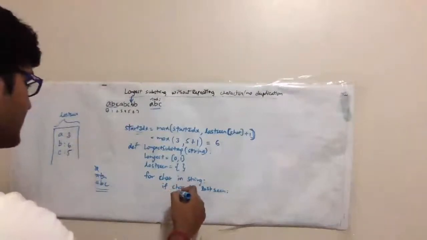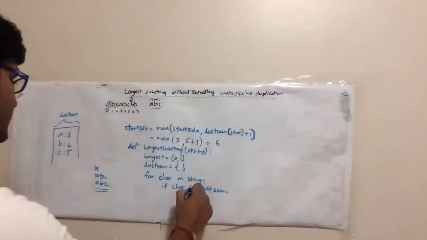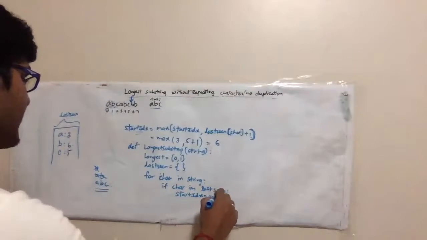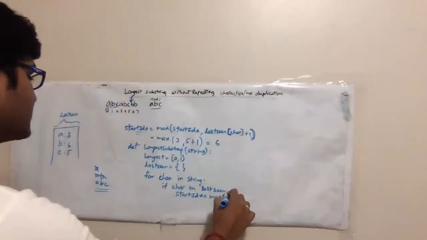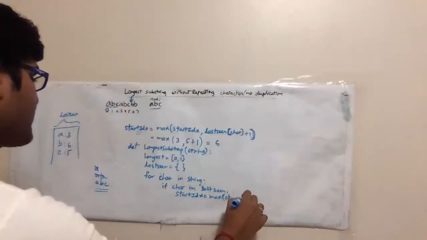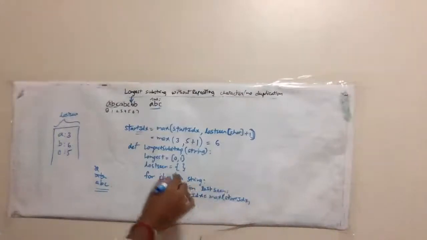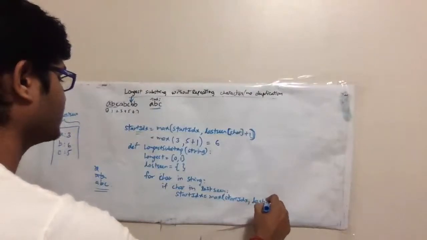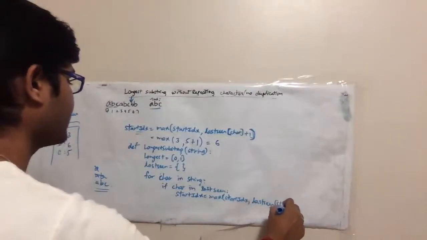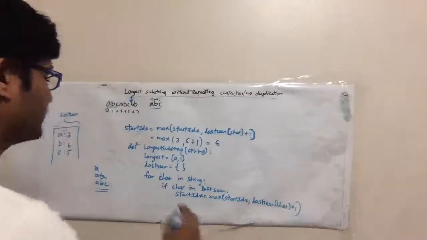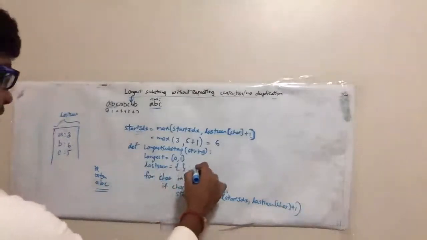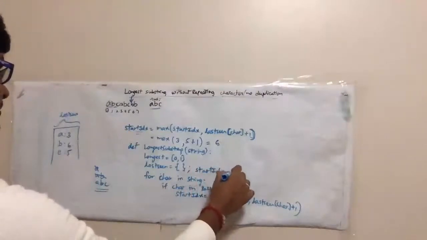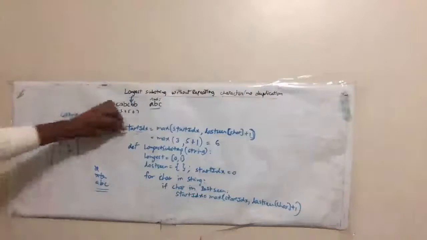Make the start index equal to the maximum of the already existing start index or the last seen of char plus 1. So initially, we just need to put start index as 0 here, initialize that. Okay, we can run this.